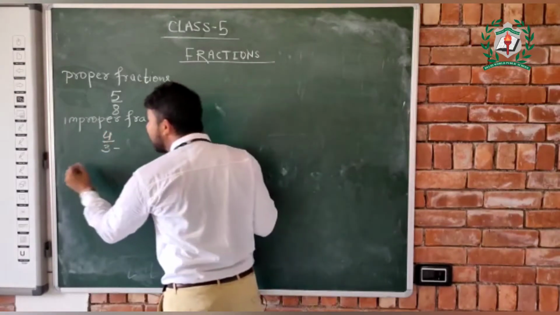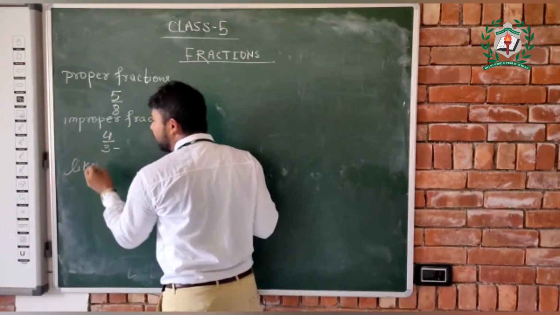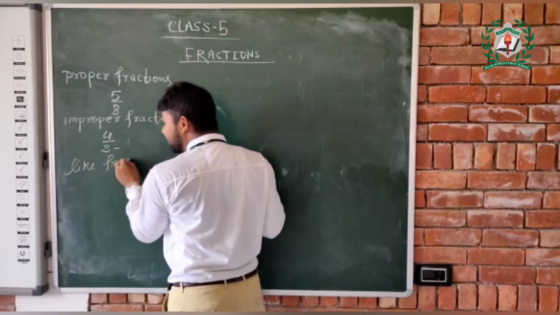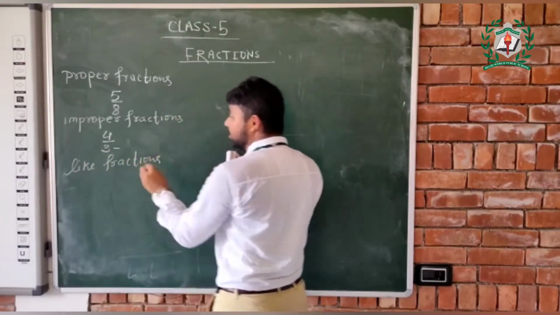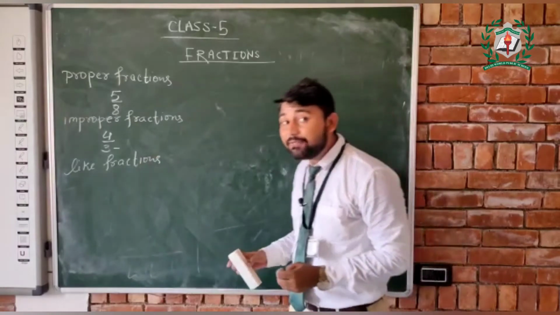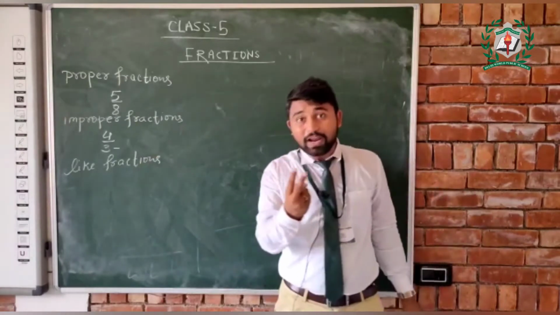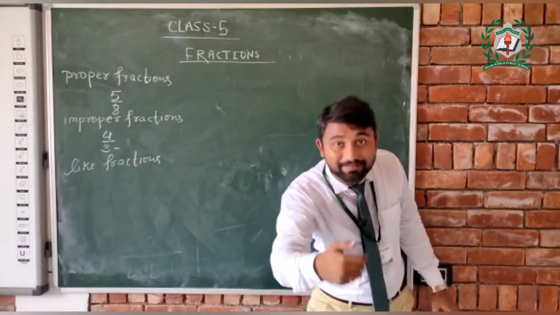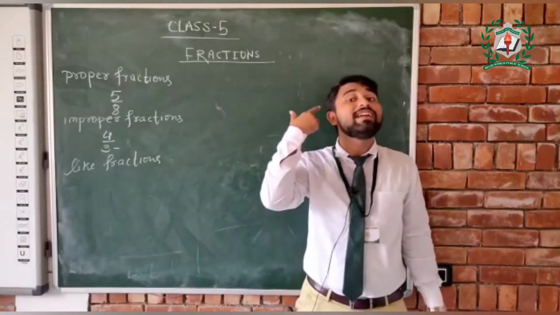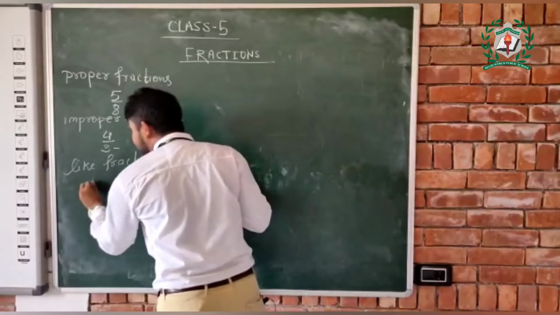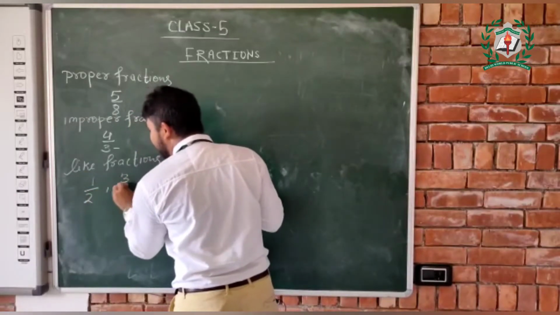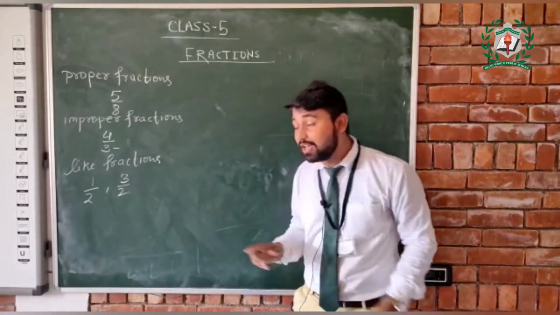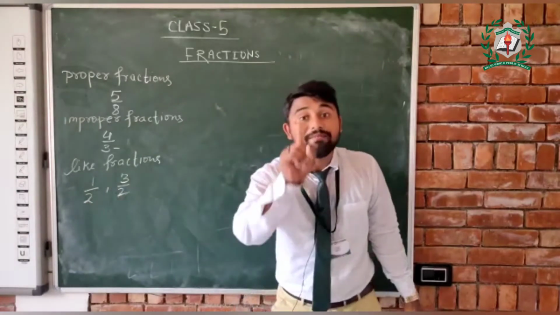Now the next one is like fractions. If you talk about like fractions, children, two fractions are like fractions if they have the same denominator. Suppose, for example, 1 upon 2 and 3 upon 2 are like fractions because they have the same denominator.